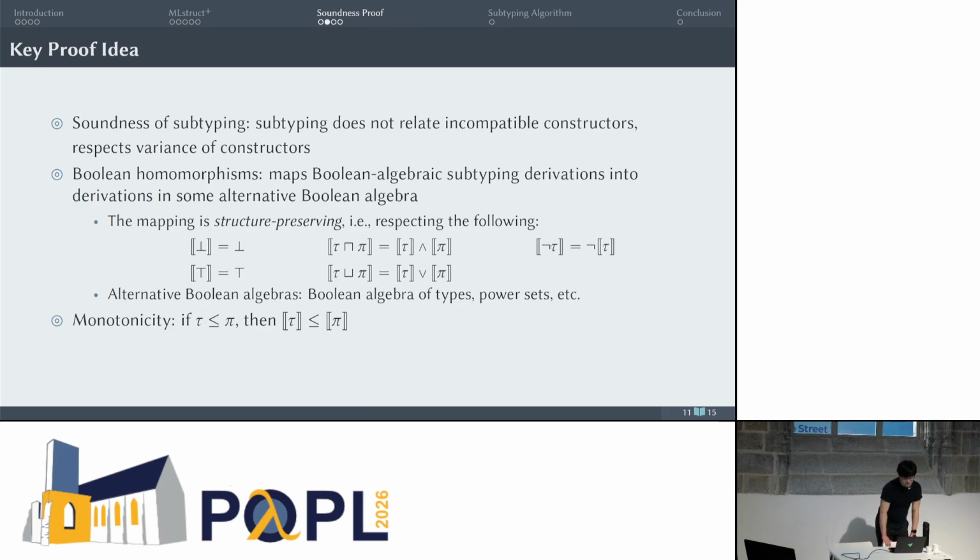What we want to make sure of for this homomorphism to hold is its monotonicity, which states that when tau is less than pi, the image of tau would be less than the image of pi. And to prove this, we need to ensure that every subtyping rule holds after applying the homomorphism.